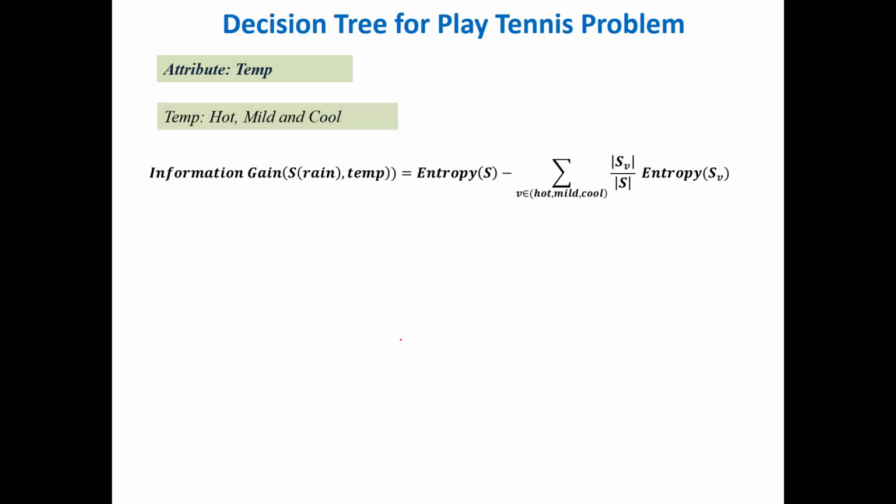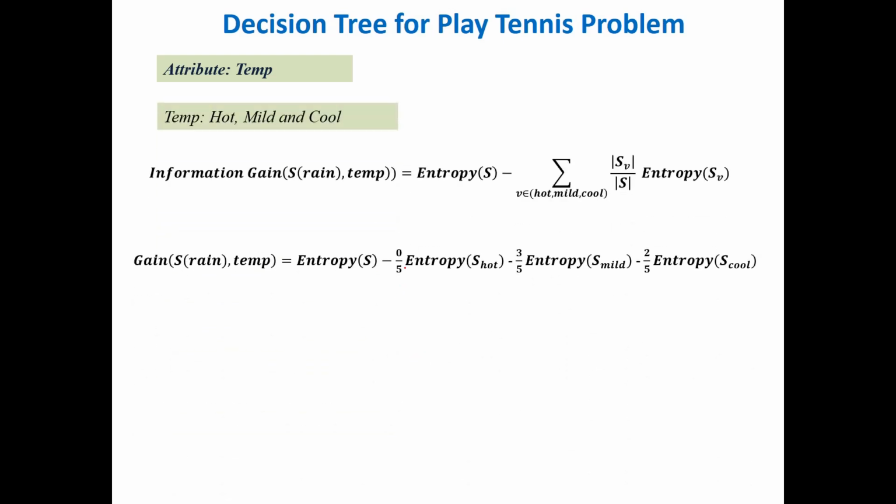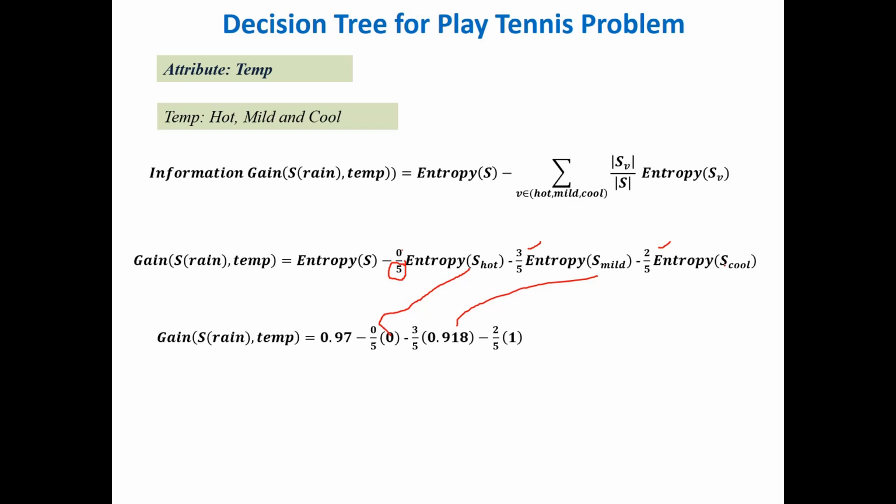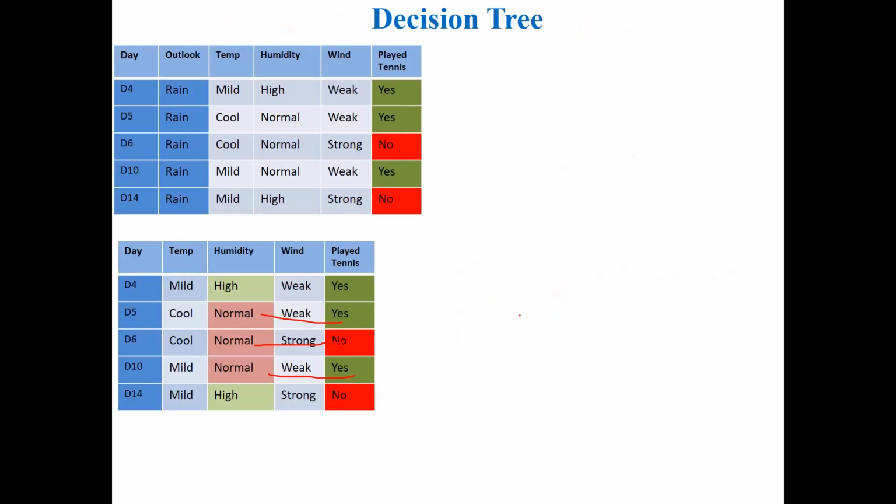So we find the information gain of the temp variable, with the same formula. Out of these total 5 rain examples, 0 are hot, 3 are mild and 2 are cool. So entropy of hot is 0, entropy of mild is 0.918, and entropy of cool is 1. So information gain is 0.0192.